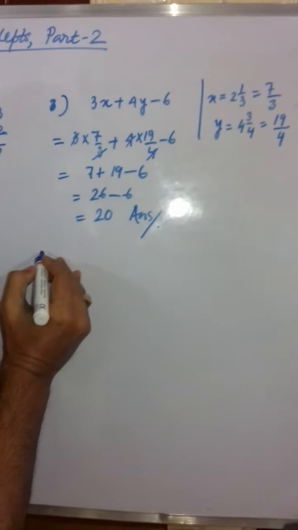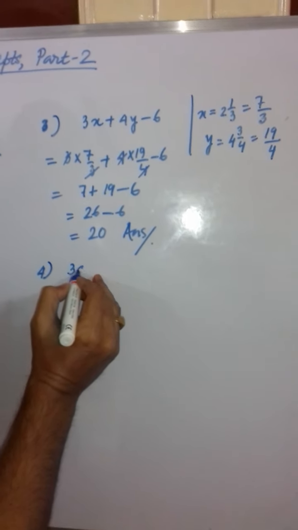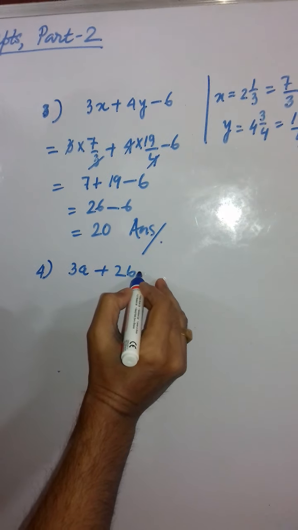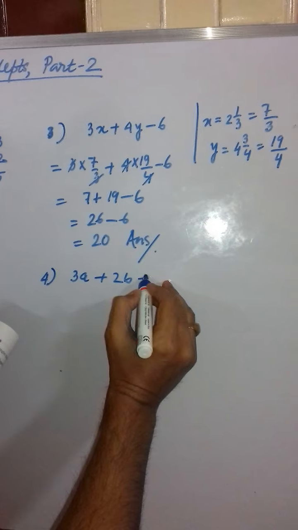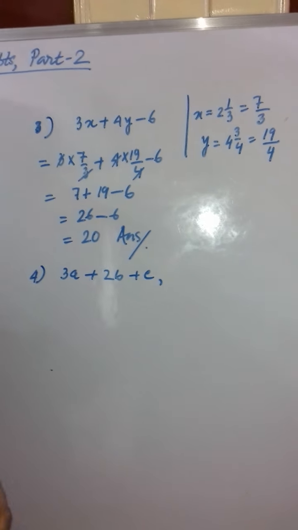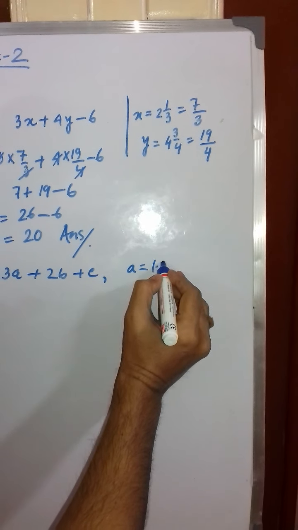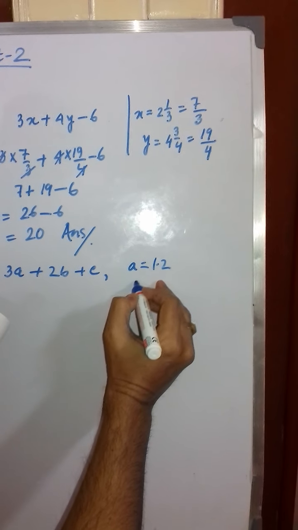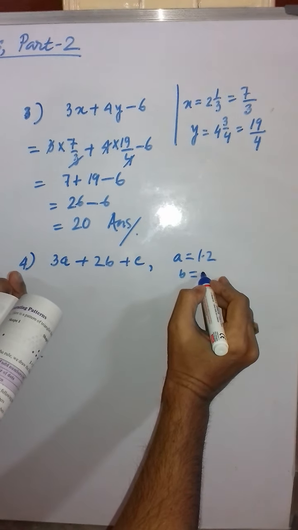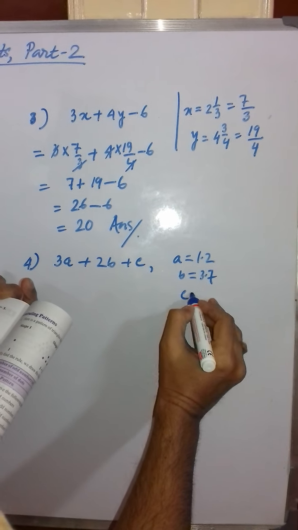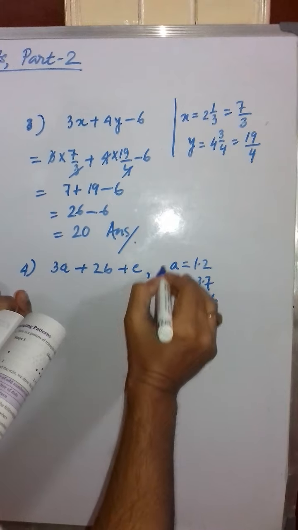Come to question number 4. Evaluate 3a plus 2b plus c, where the value of a is 1.2, value of b is 3.7, value of c is 1.4.